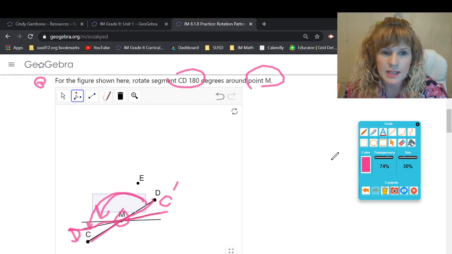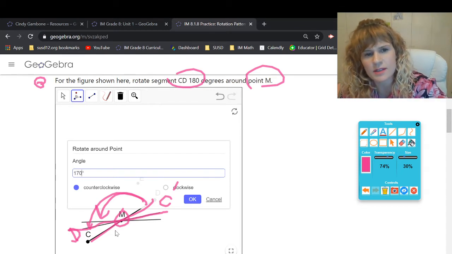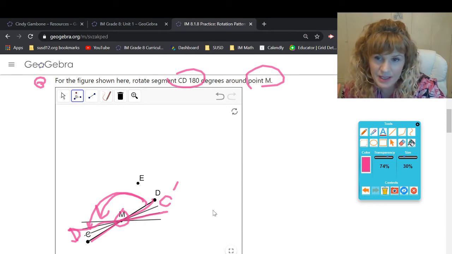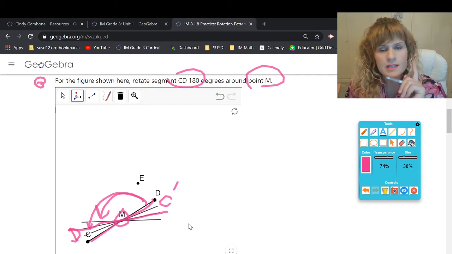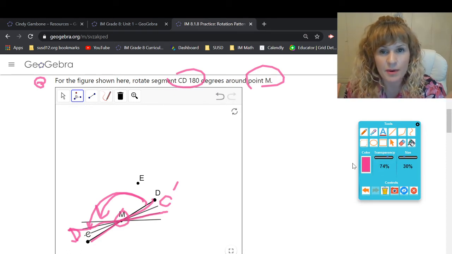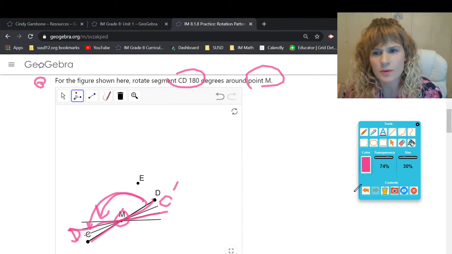If I keep going, it's going to lay down on top of the original figure. So let's do that. Click the tool, click the line segment, click the center point. Now 170 degrees. Bing! Okay, so you can see if I go one more time, 180, it's definitely going to lay down on top of the original figure. Please don't forget, when you rotate a line segment around its midpoint, then the image just lays down on top of the original figure, but opposite direction. Don't forget.